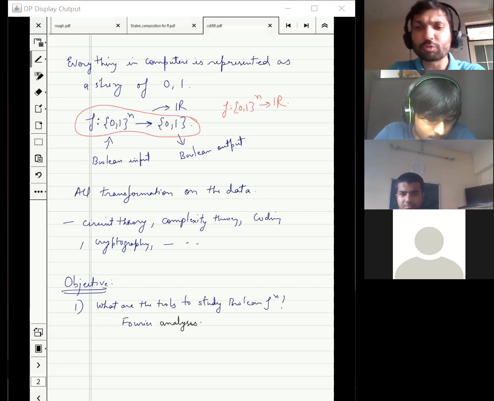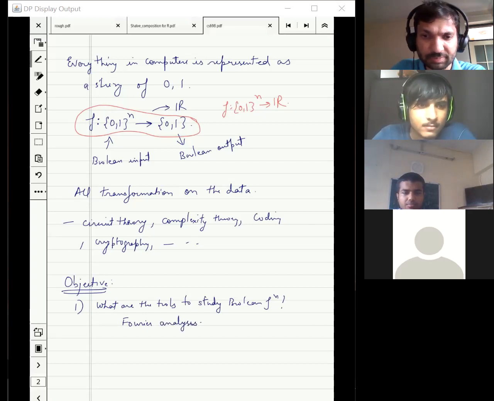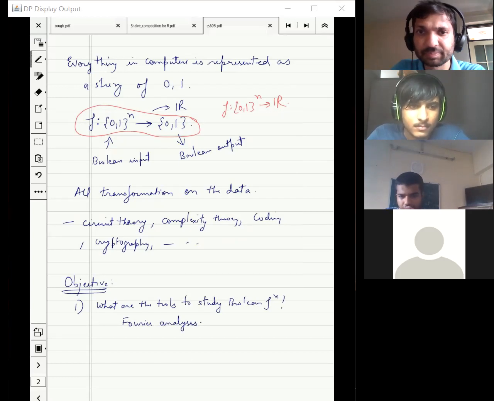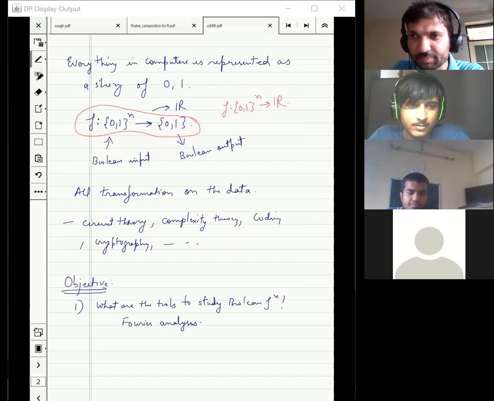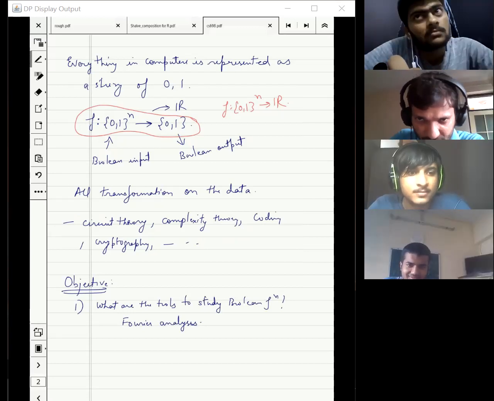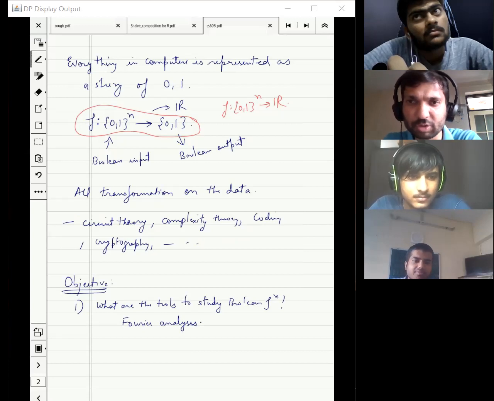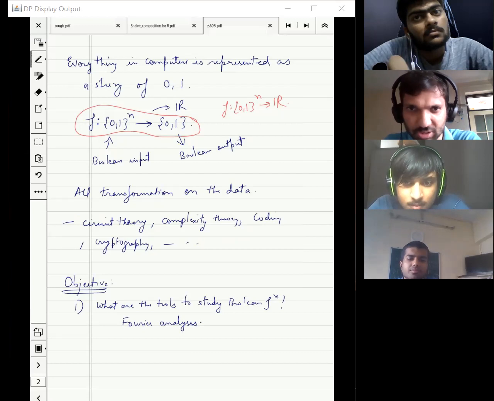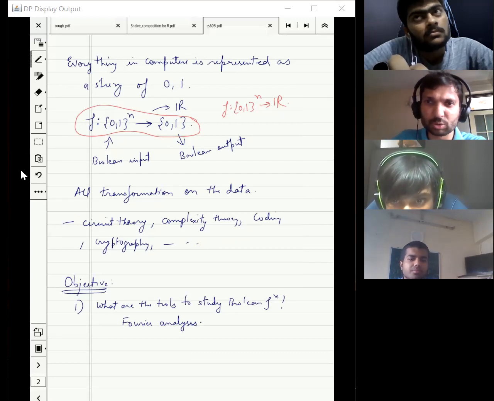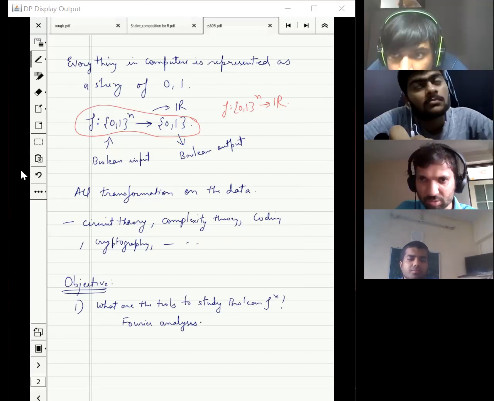How many people know what Fourier analysis is? Can I just see a show of hands? I had read it in my signals and systems class. Okay, good. Can people raise their hand if they know about Fourier analysis? Just one. Aditya is two. Bhanu, Debarsho, anyone?